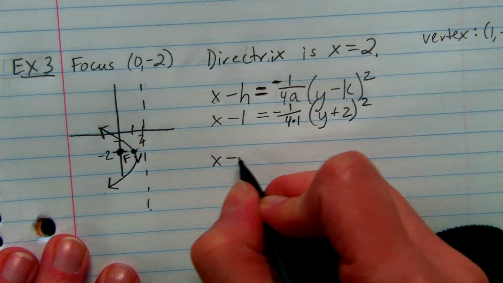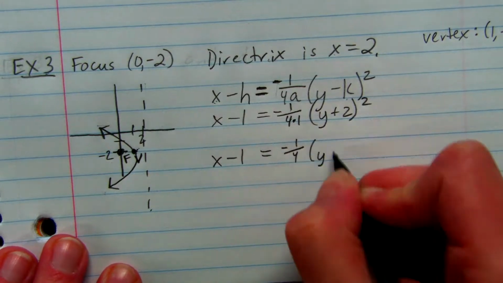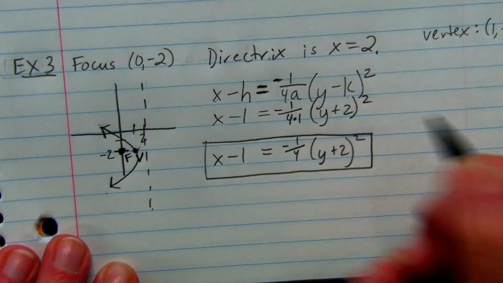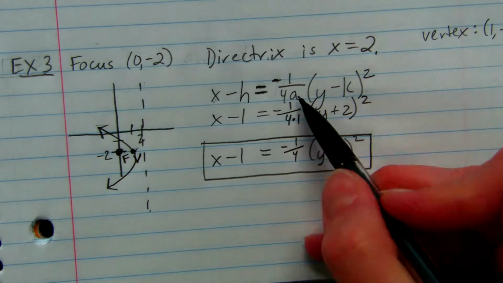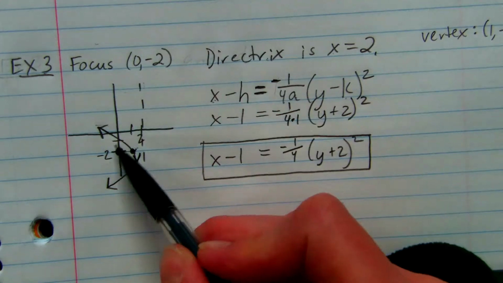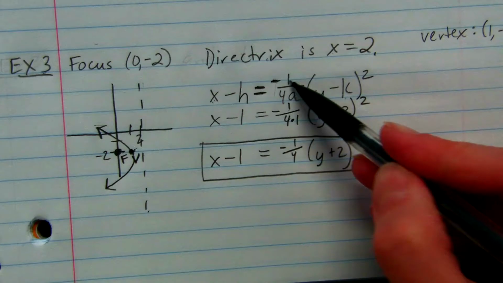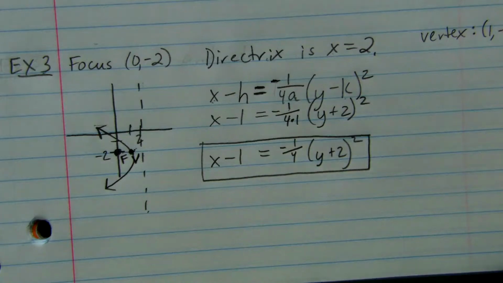So just to rewrite it and make it neat, x minus 1 equals negative 1/4 times y plus 2 squared. So all of these problems are just a little bit different. And what you have to do is sketch a picture, try to figure out what a is, the distance from the vertex to either the focus or directrix or both. And just keep in mind when it needs to be negative, positive, when you need to switch the x and the y, which are things that we've studied in previous lessons. And if you get all of that straight, you should be able to write your equations pretty well.